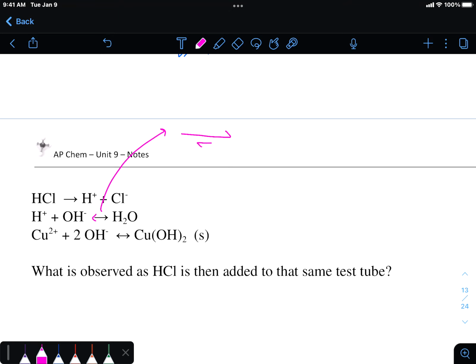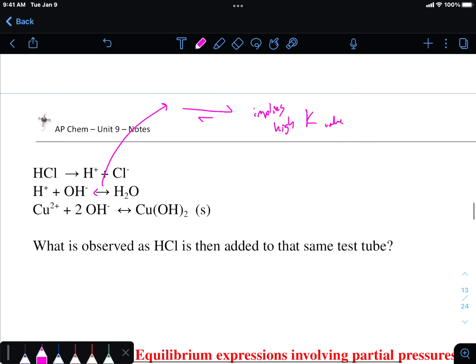Look at that. Your forward reaction is definitely way bigger than your reverse reaction, right? That implies a high K value. Okay? And vice versa, right? If you have a K value that's very, very small, it would be the opposite. The backwards arrow would be bigger. All right, anyways. So we have 3 reactions. The first is not equilibrium, but the second 2 are. Okay? What is observed as HCl is added to that same test tube, the same test tube that we just tested? All right. So what happens?